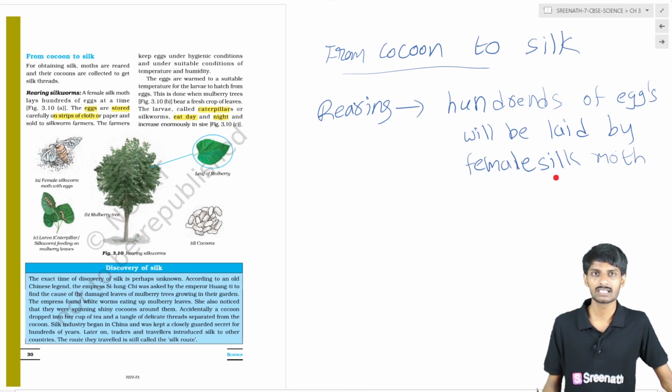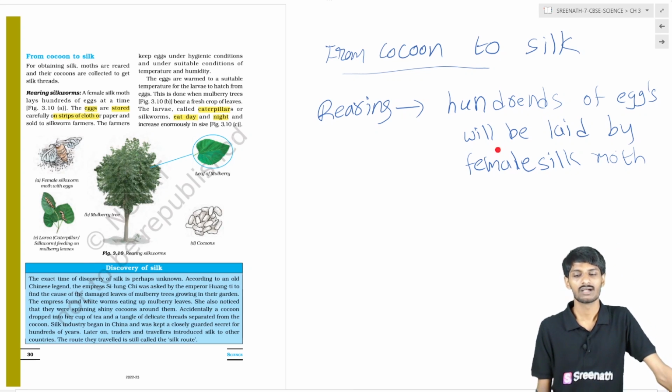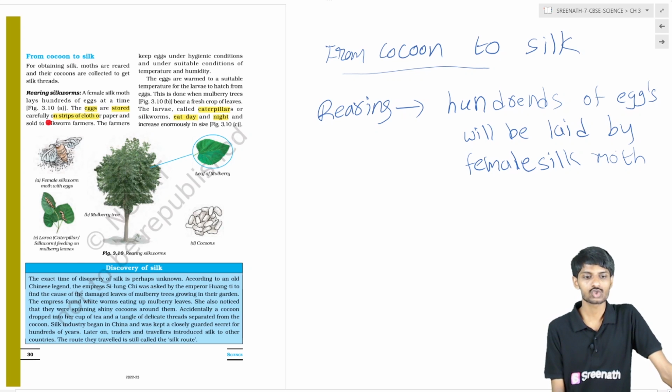So basically, the female silkworm will place hundreds of eggs, and these eggs are stored carefully on strips of cloth or paper and sold to silkworm farmers. They are covered with strips of cloth or paper. Okay, and after that, what will farmers do?